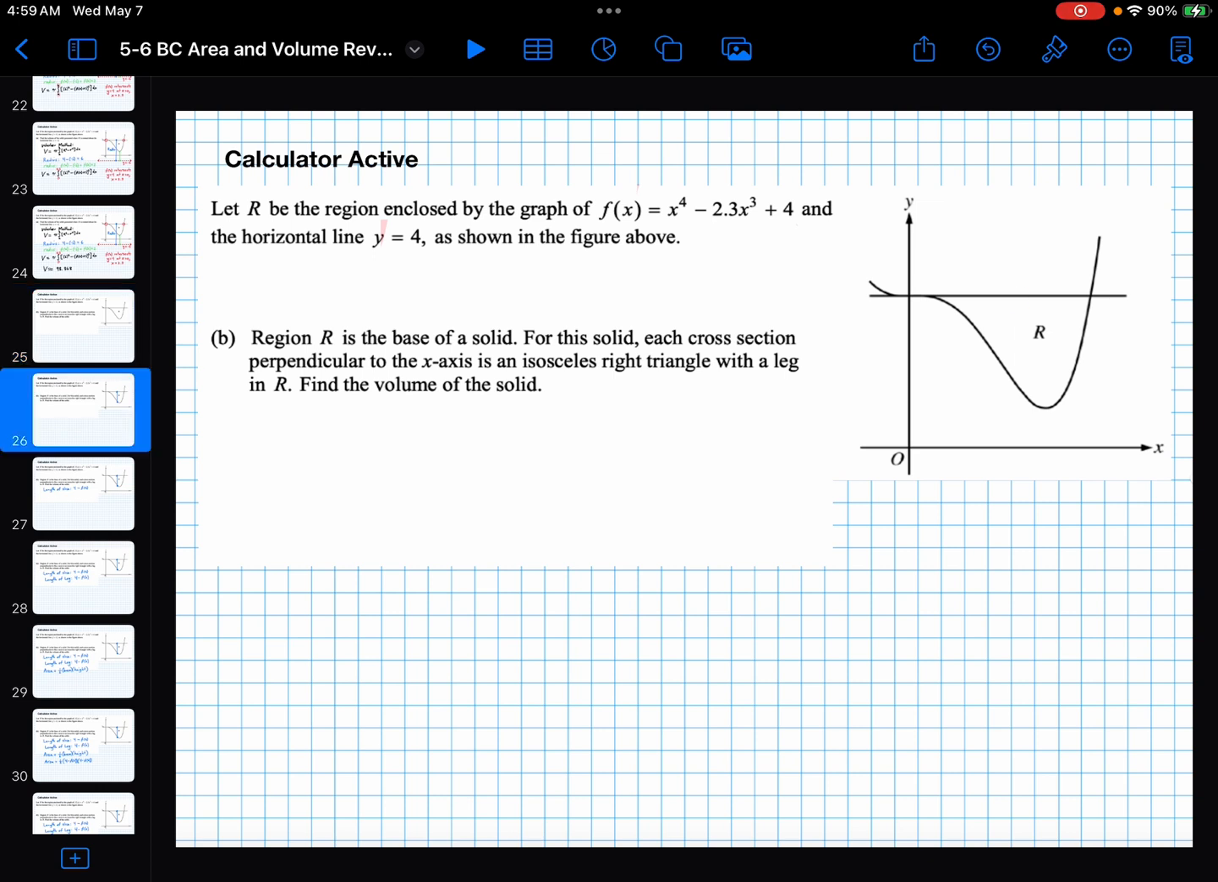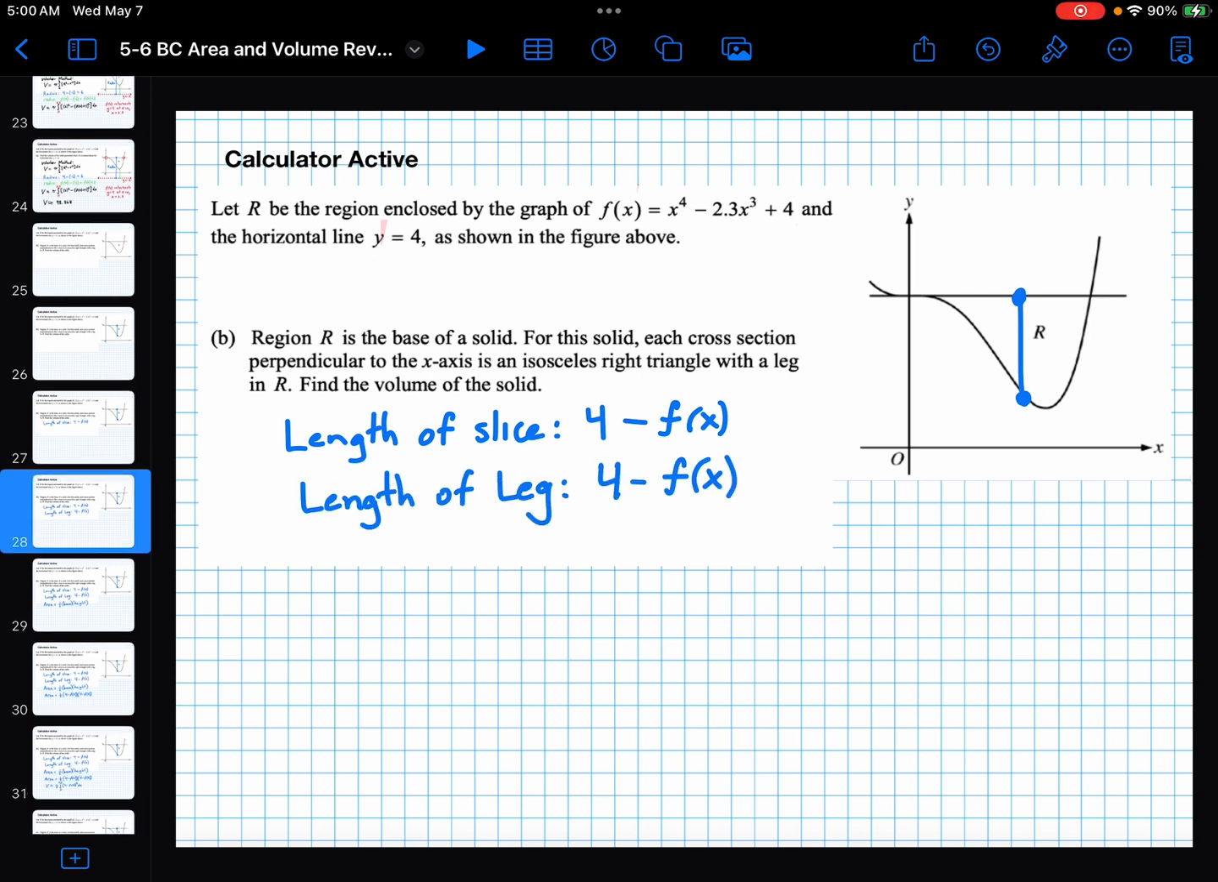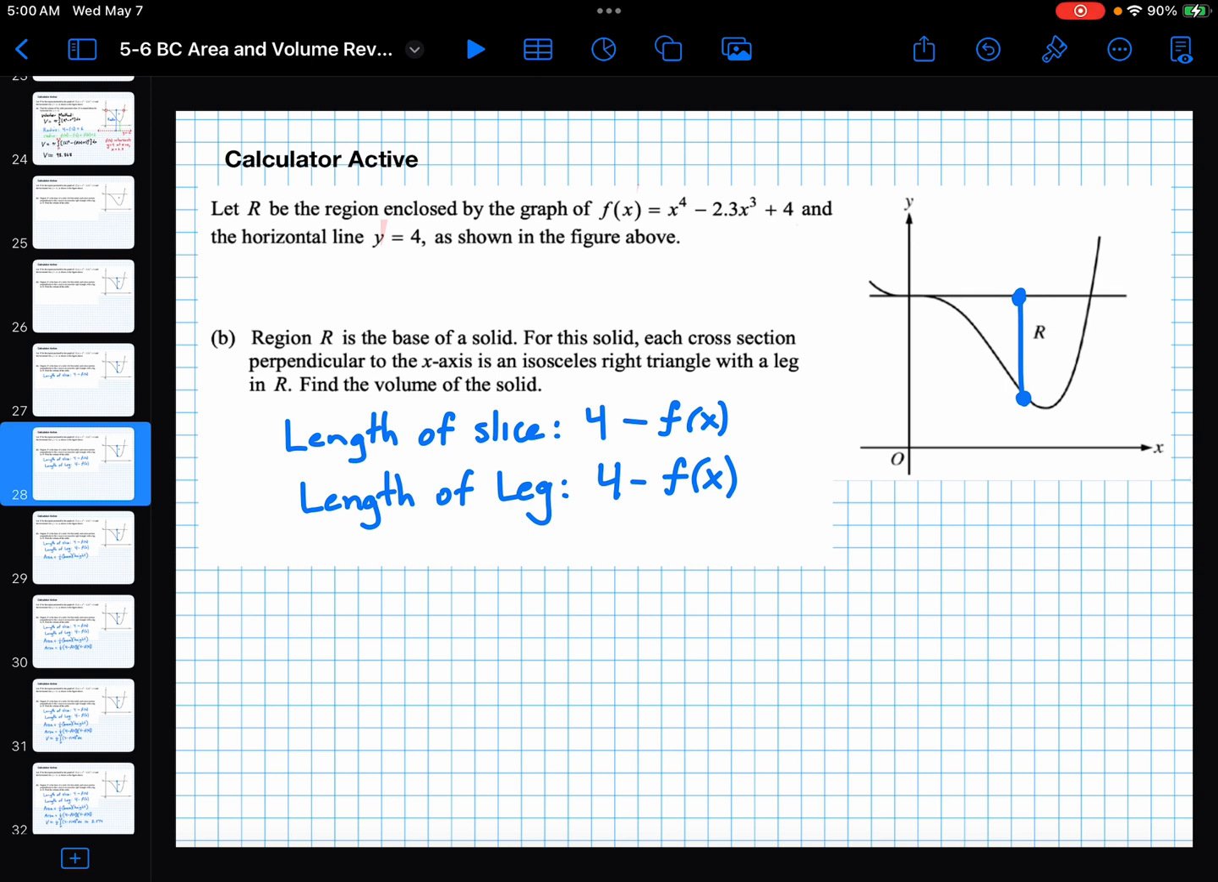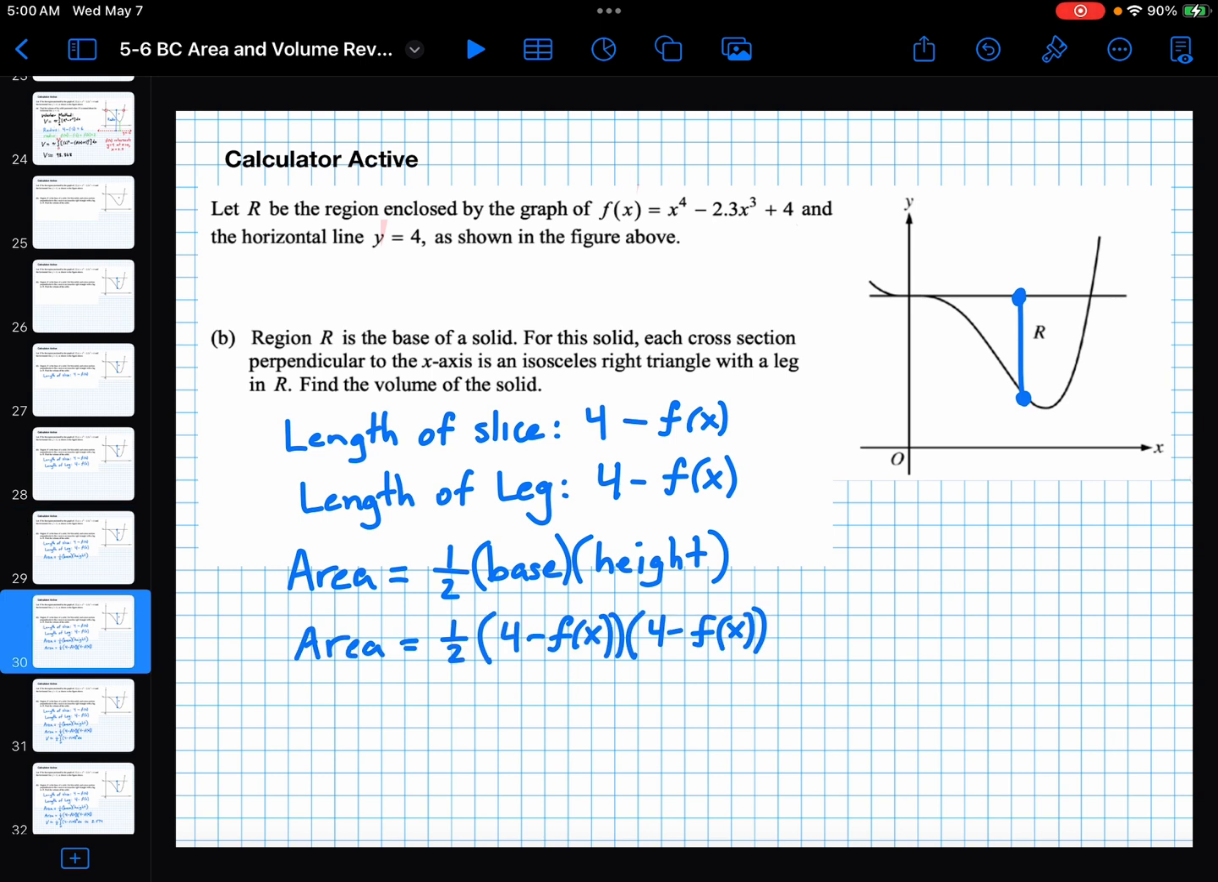That means that the slice that we draw through region R, that length, is going to represent one of the legs of the right triangle. And since it's a right triangle, the length of that slice, upper y value minus lower y value, the base and the height are both the legs. So since that leg is the 4 minus f of x, the area is 1/2 base times height. But as I just said, base and height are both the legs.